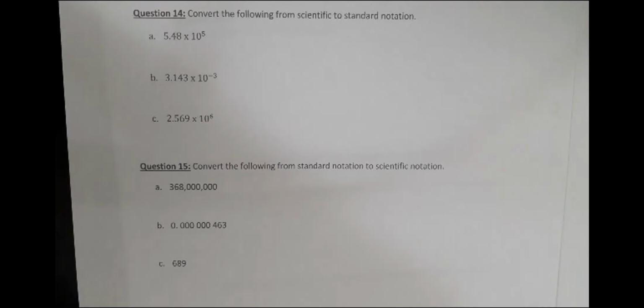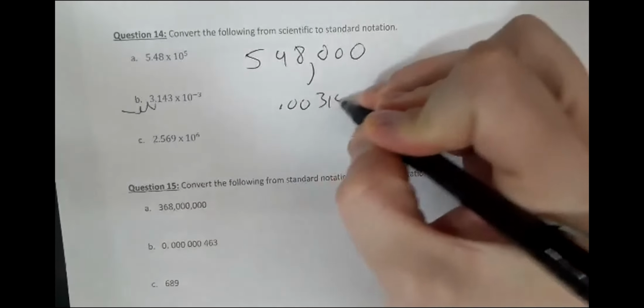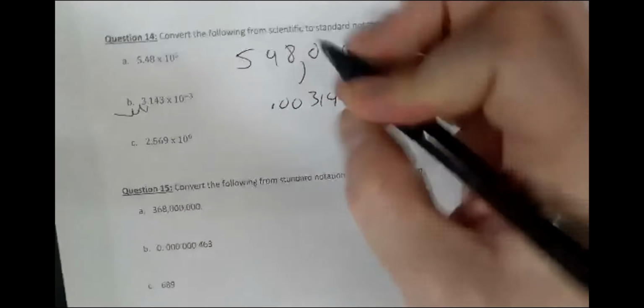Convert to scientific notation. I don't want to spend too much time. This thing should be getting larger by 5 decimal places. So 5.48, 3, 4, 5 should give me 548,000. This one, I'm moving to the left 3 spaces: 0.003143. So I'm hoping you can convert from scientific notation to standard.